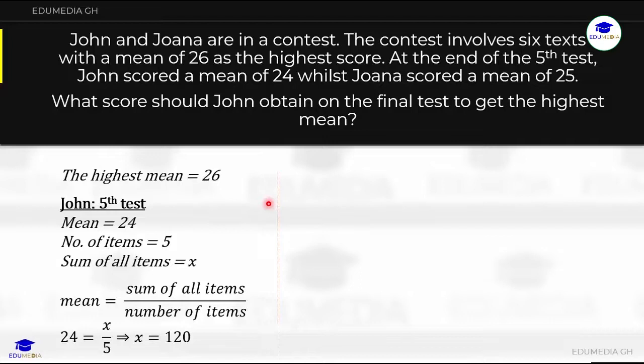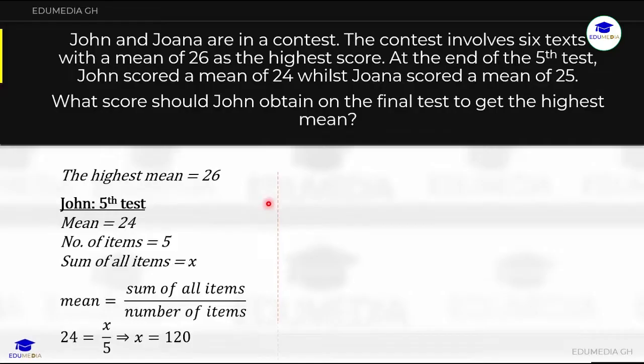This means that as at the end of the 5th test, all the 5 tests put together give John 120 marks. Finding the mean of all these 5 tests put together, their total gives John a mean of 24. That's what it means. Now let's go ahead and find out the sixth test. As at the final test, what has John accumulated?